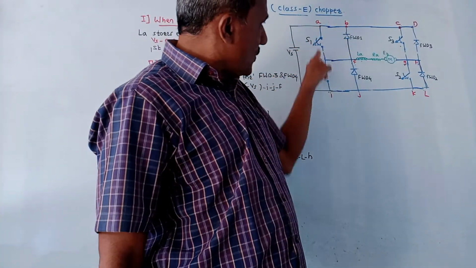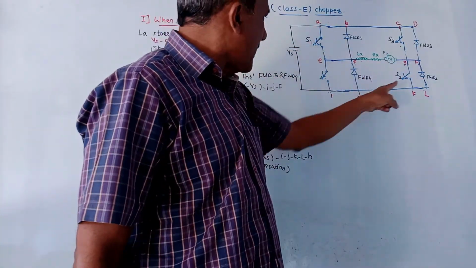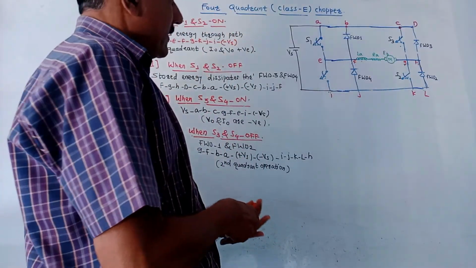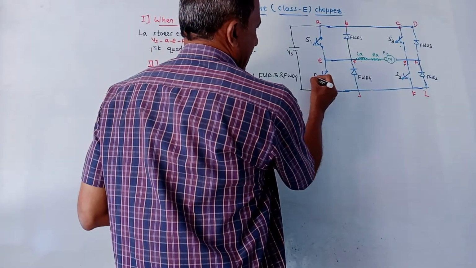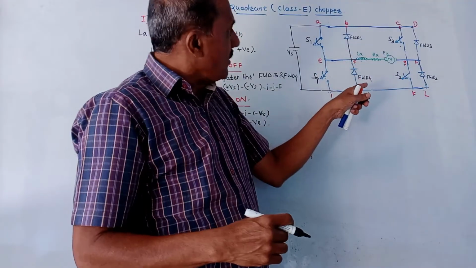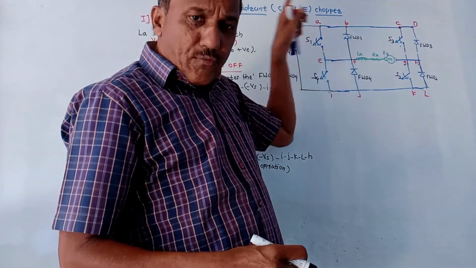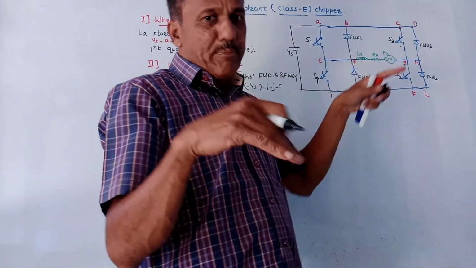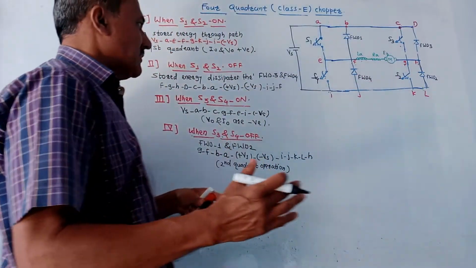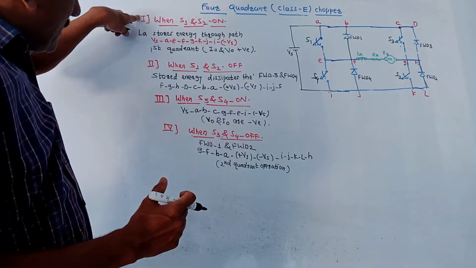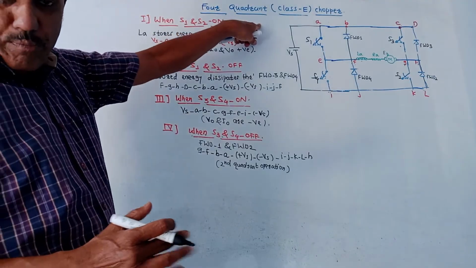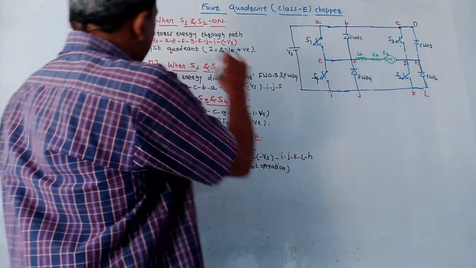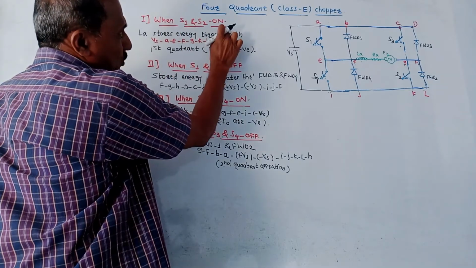Four switches are shown: S1, S2, S3, and this switch is S4. In parallel with each switch, we have connected four freewheeling diodes, that is FWD 1, 2, 3, and 4. FWD stands for freewheeling diode. Now, since it is a four quadrant operation, we'll divide the operation into four parts. First is when S1 and S2 are on.